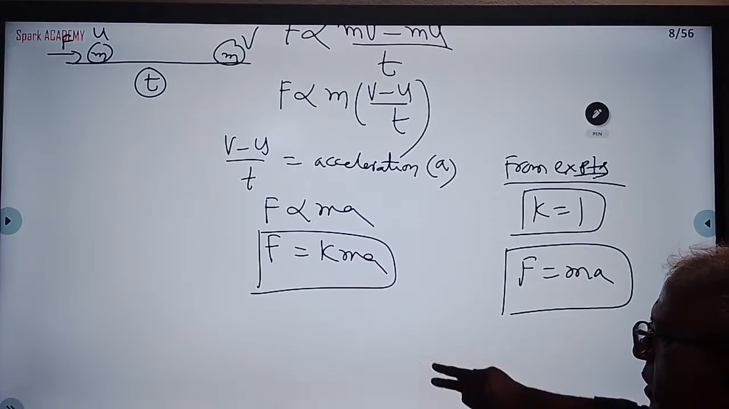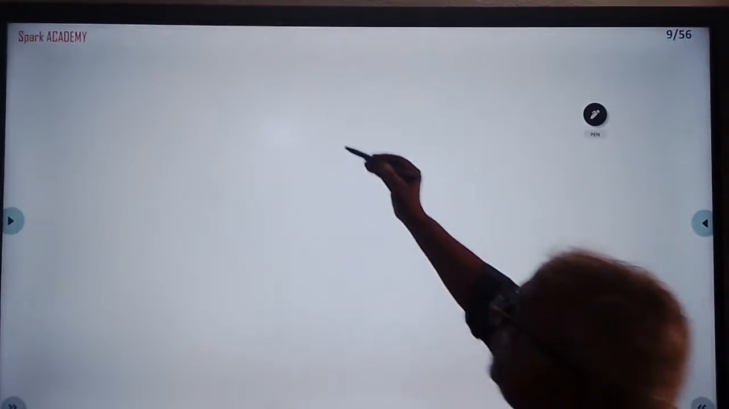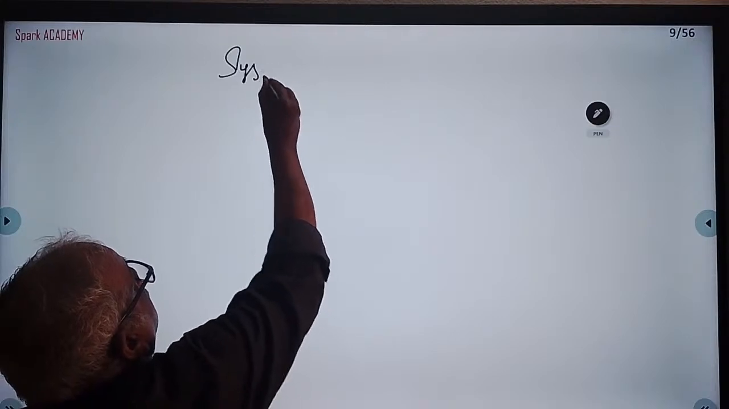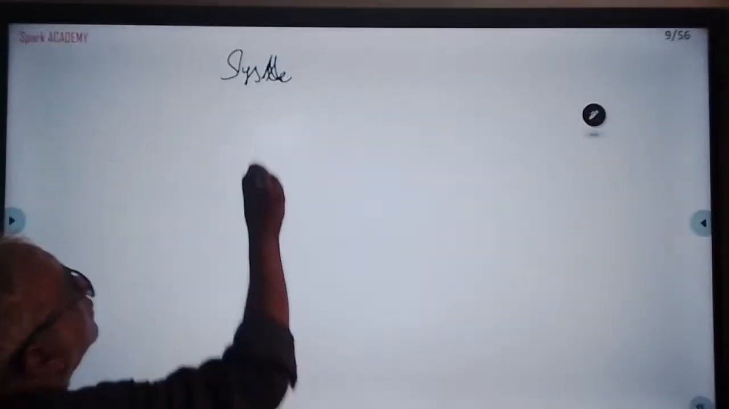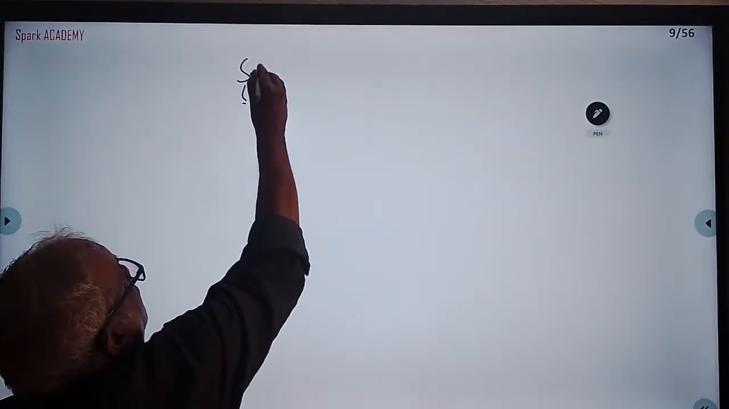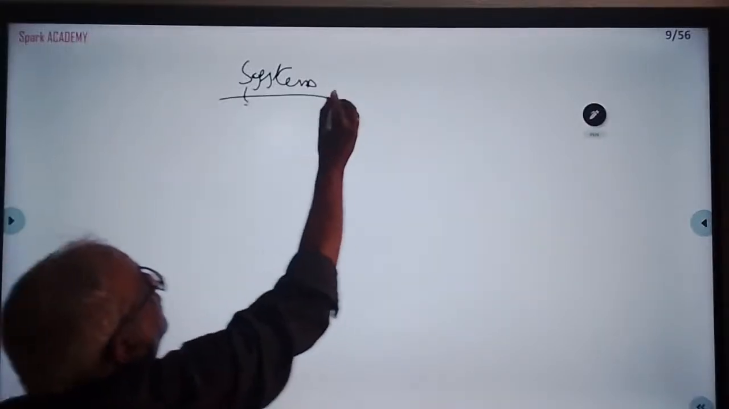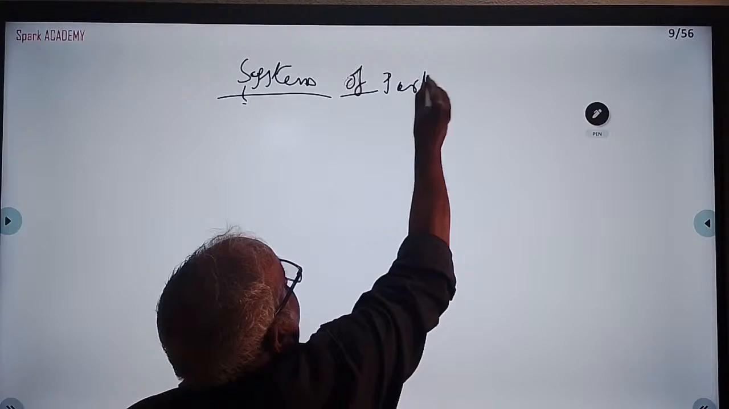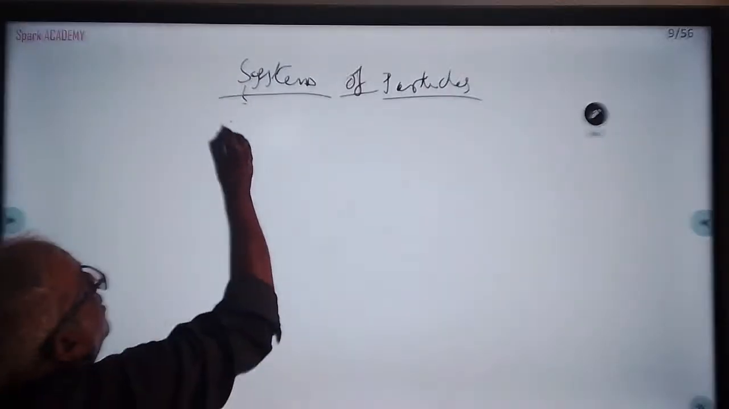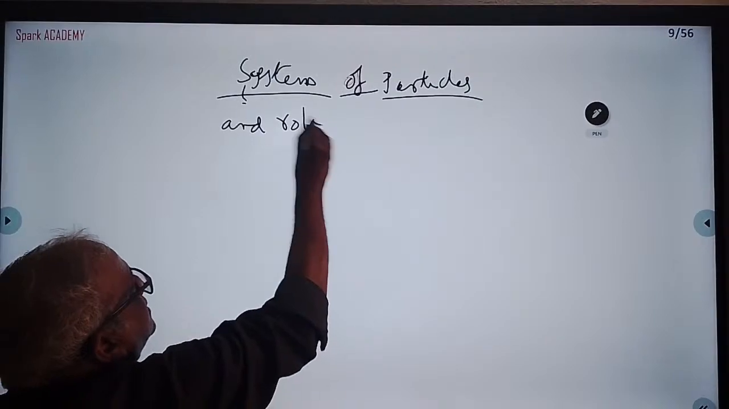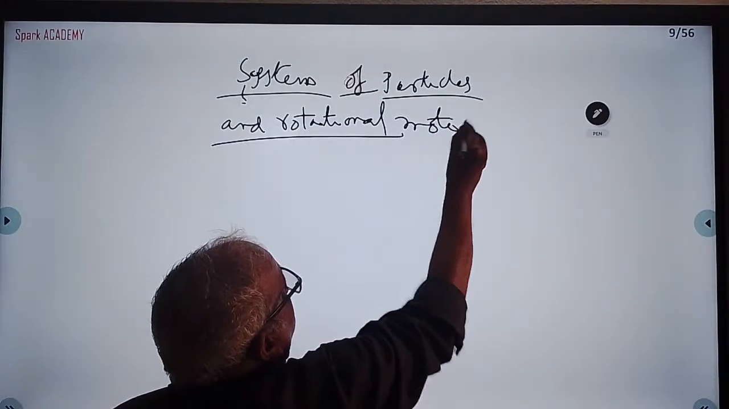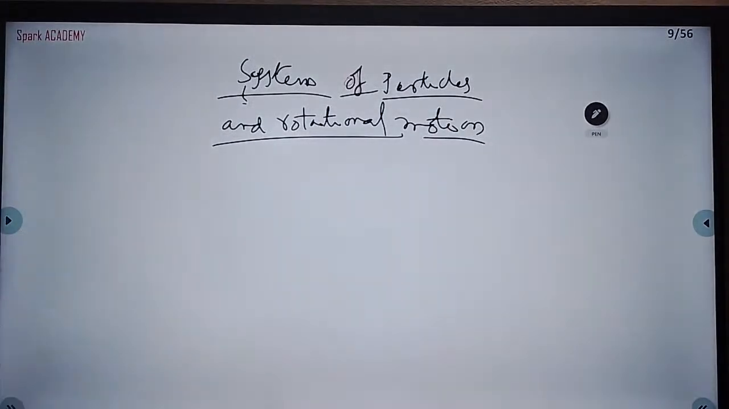So laws of motion is over. Now I am going to system of particles and rotational motion. One 3-marks question is there. System of particles and rotational motion. I think one 3-marks question and one short question will come in this.